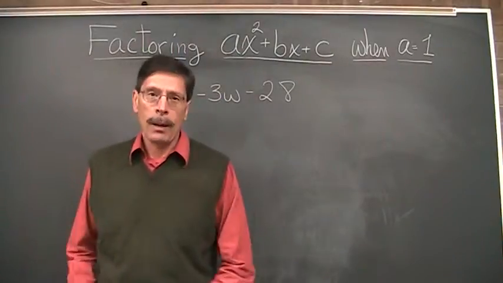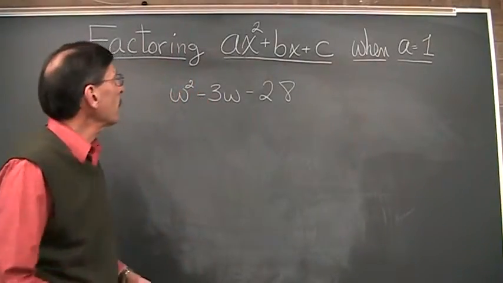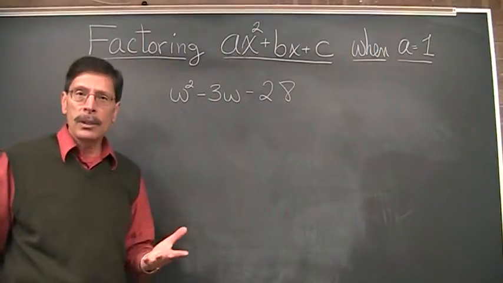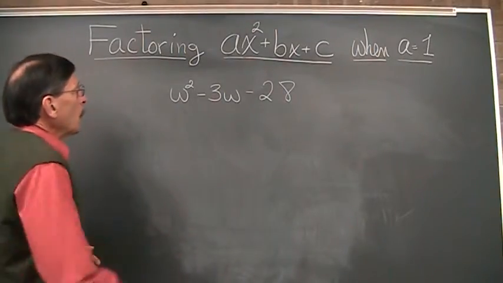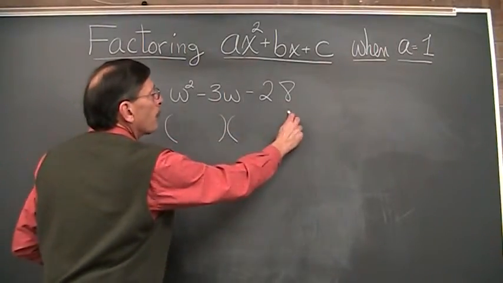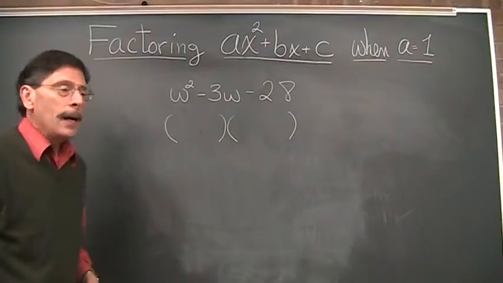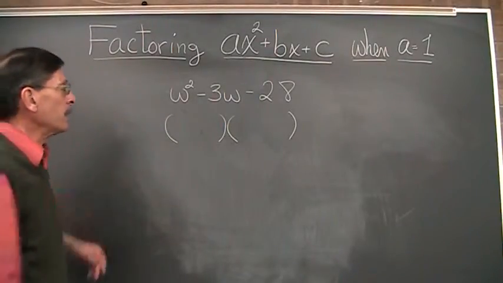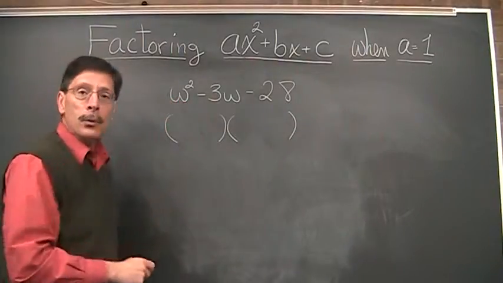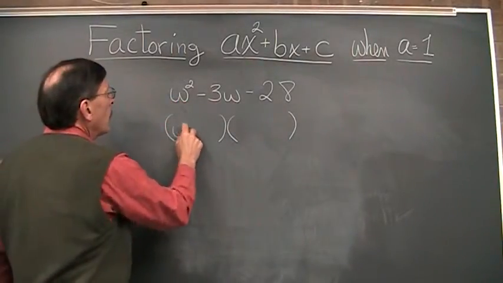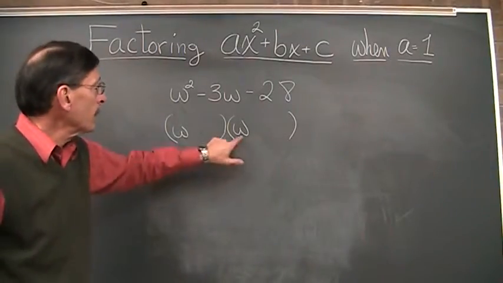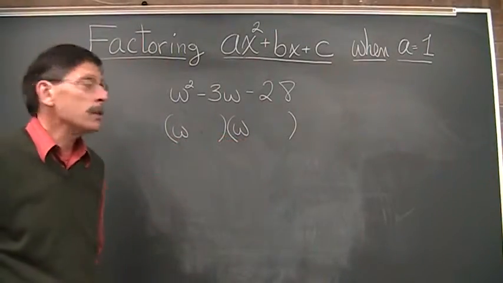Let's try a second problem. In this case, I have a quadratic and my variable is w. To begin, let's draw our two sets of parentheses. And we know when we check our final answer using FOIL that first times first is going to give me w squared. So I know w is going to go in the first position, w will go in the second. Well, w goes in both first positions.